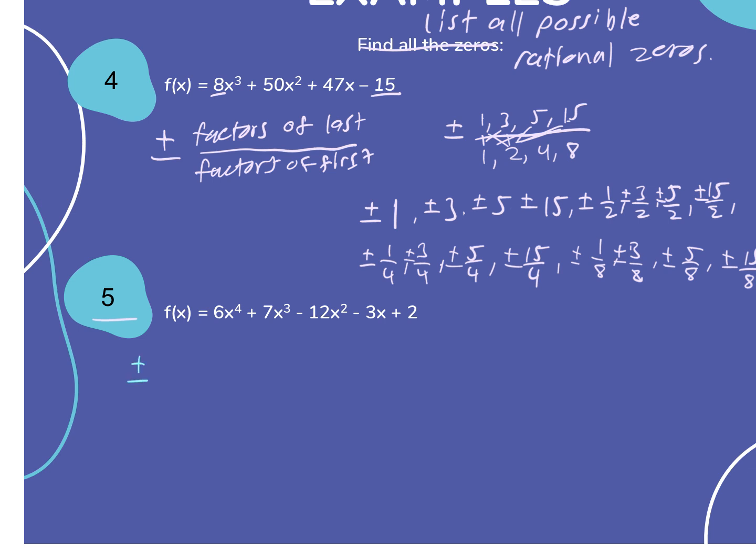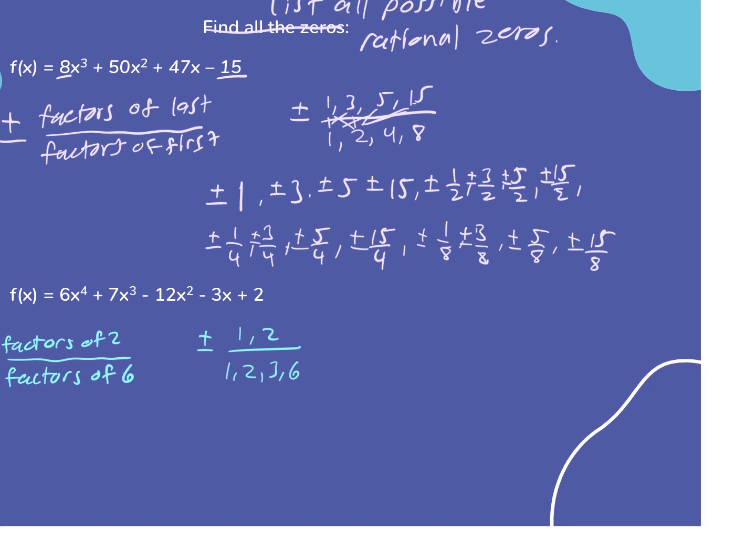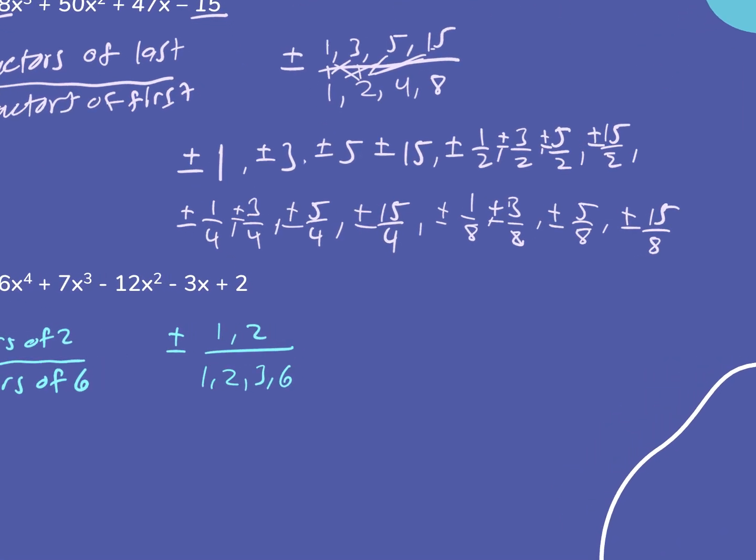So it's going to be plus or minus factors of the last, which is 2, over factors of the first, which is 6. Factors of 2 are 1 and 2. Factors of 6 are 1, 2, 3, and 6. So again, just like the last one, I'm going to have everything on the top over everything on the bottom.